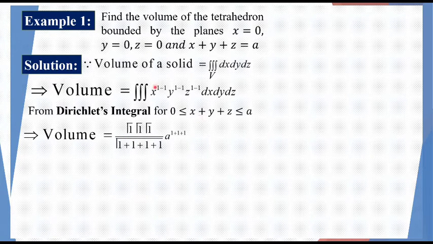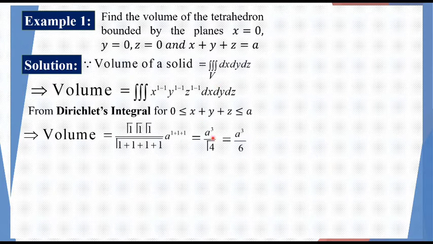So from here, L is 1, M is 1, N is 1. So gamma 1, gamma 1, gamma 1 upon gamma of 1 plus 1 plus 1 plus 1, into a, which is in the place of h, raised to the power L plus M plus N, that is 1 plus 1 plus 1. Gamma 1 is 1 and this is gamma 4. So a cube upon gamma 4, and gamma 4 can be replaced by factorial 3, and factorial 3 will be 6. So the volume of this particular integral is a cube by 6.